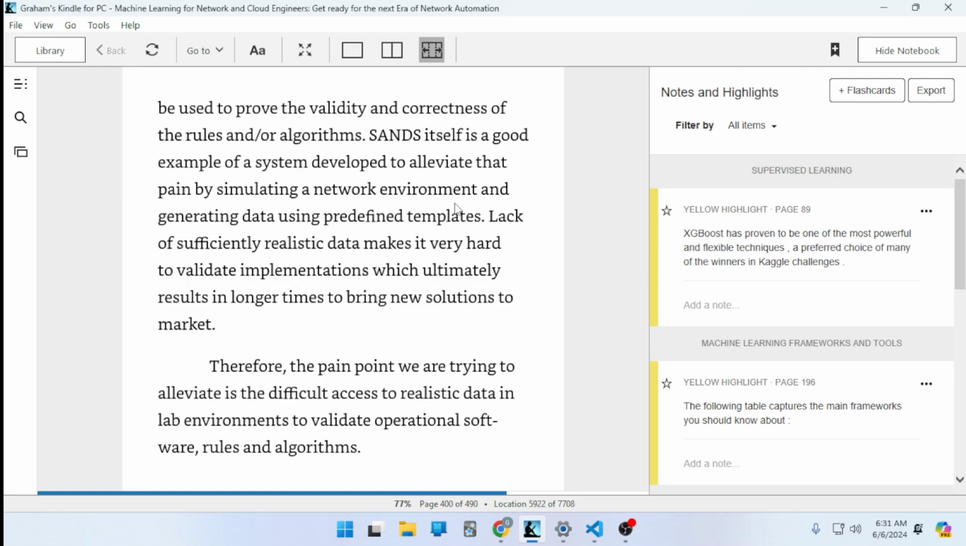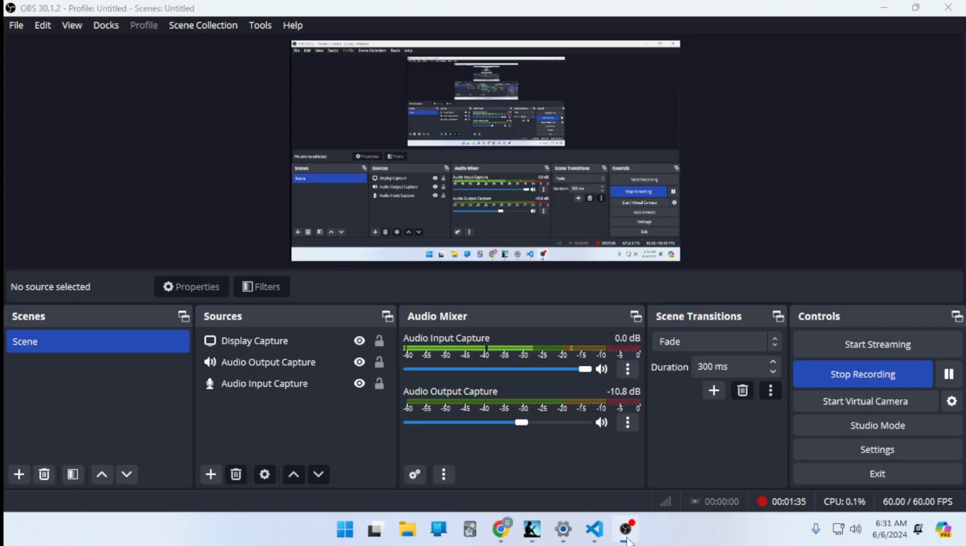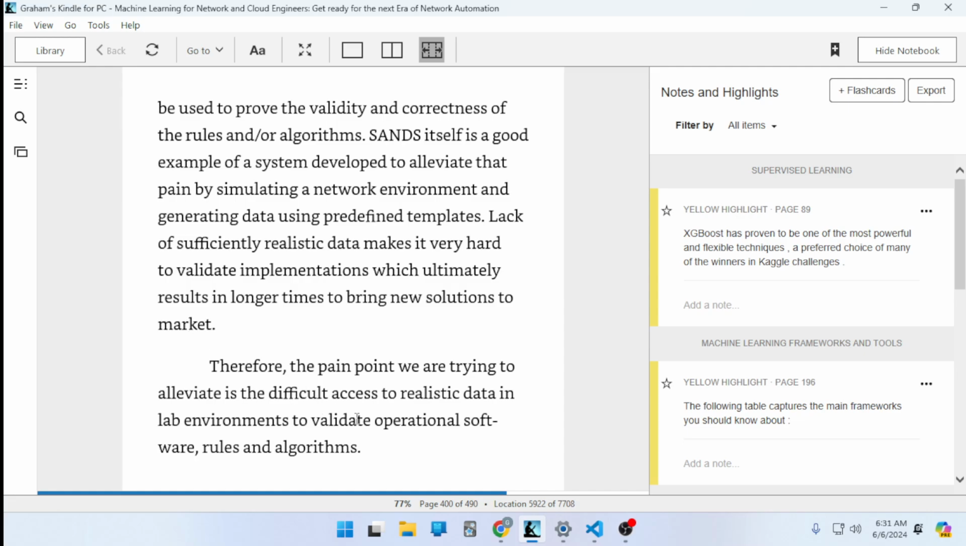Lack of sufficiently realistic data makes it very hard to validate implementations, which ultimately results in longer times to bring new solutions to market. Therefore, the pain point we are trying to alleviate is the difficult access to realistic data in lab environments to validate operational software rules and algorithms.